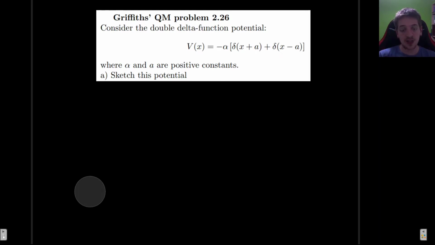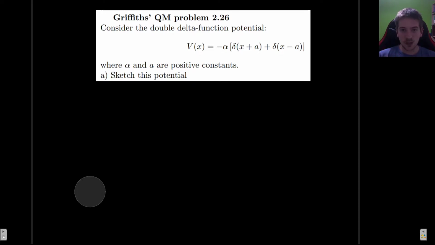In fact, it is to exploit the evenness of this potential, and you can use that to find the solution to this problem in a much easier way. And in order to do that, you have to use the trick that I showed in my previous video. If you have not seen it, you should definitely see it.